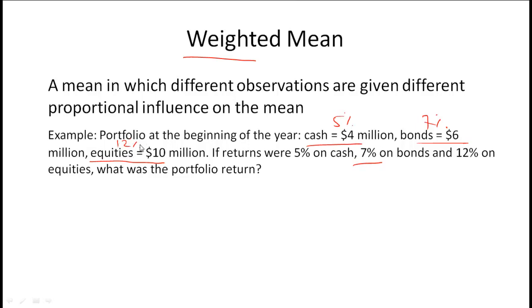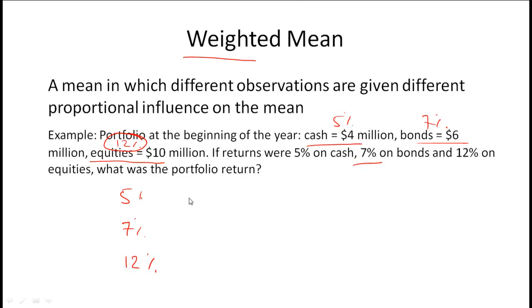If you are to calculate your average return for the year, it would not be appropriate to simply take the mean of 12, 5, and 7, because most of your money was in equities, or 50% was in equities. So clearly, the return of 12% on equity needs to be more heavily weighted than, say, the 5% return of cash. So essentially you take each one of the returns, 5%, 7%, and 12%, and you weight each one of these based on the percentage of that asset in the portfolio.